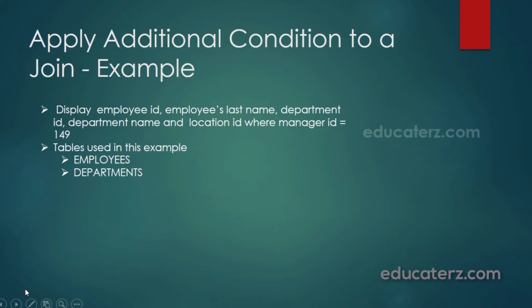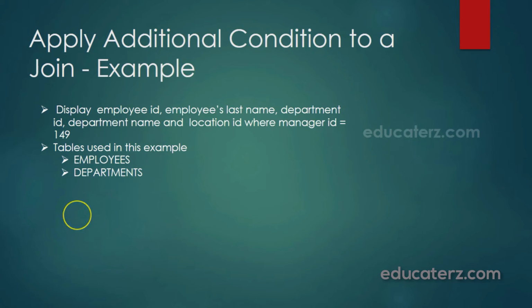So let us take another example, and here we have to apply an additional condition on the join. The requirement is to display employee ID, employee's last name, department ID, department name and location ID where manager ID is equal to 149. So basically we have to display the results for employee ID, last name, department ID, department name and location ID where the manager's ID is 149. In this example we use two tables, the employees table and the departments table.